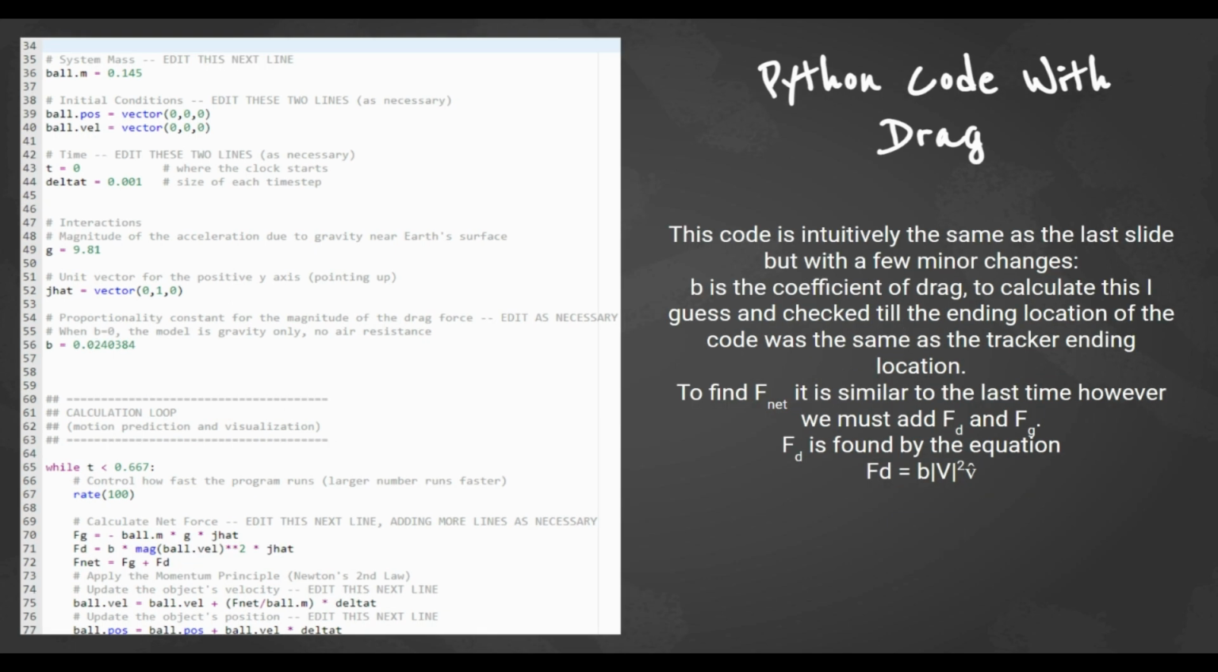And however, this is very different. The code with drag is pretty similar to what we had before. However, there are just a few tweaks. First off, we have a coefficient of drag, which is our b in this case, which is found to be 0.02403884. I know, very precise. But this is how I found it.